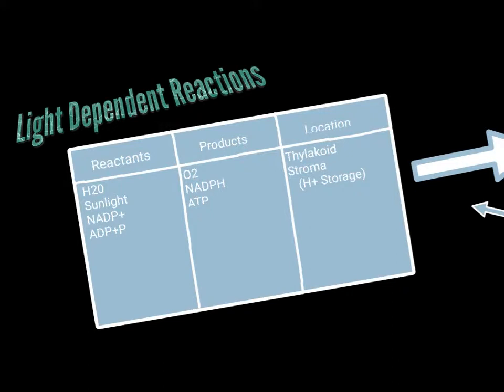Light reactions use a multitude of reactants to make a multitude of products. Light reactions use water, NADP+, ADP plus P, and of course, sunlight to make oxygen, NADPH, and ATP to run the Calvin cycle. This all happens within the membrane of the thylakoid and uses the stroma as the H+ ion storage.